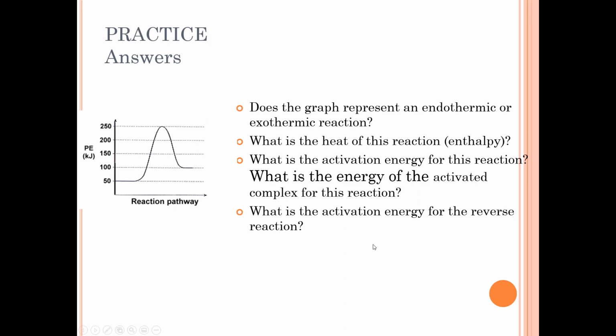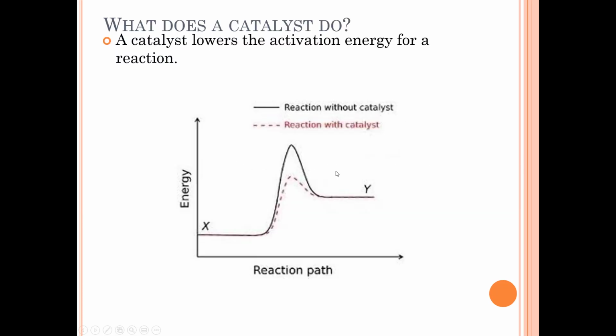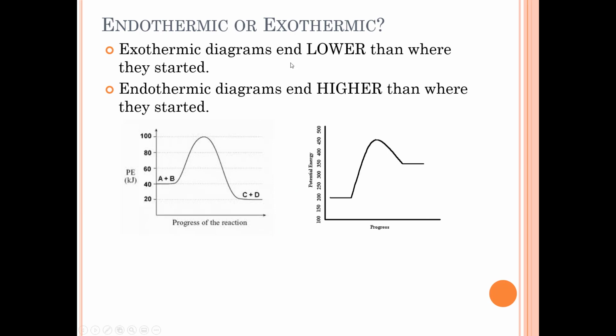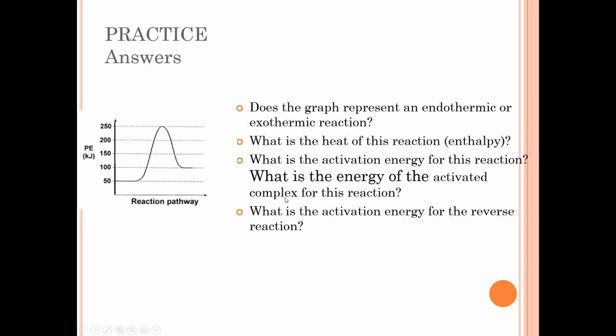All right, now we're going to do some reading of these diagrams. So does this graph represent an endothermic or exothermic reaction? So if we go back, exothermic ends lower, endothermic ends higher. So let's look at what we got. We are ending higher than where we started for the forward reaction. We're starting here at 50 and we're ending at 100, so we're ending higher. So this is an endothermic reaction. If you end higher, it's endothermic, and that's because you took energy into the system. And remember, these would feel cold, which is kind of confusing because they're taking in energy, so shouldn't they be hot? But no, they're taking in stored chemical energy.